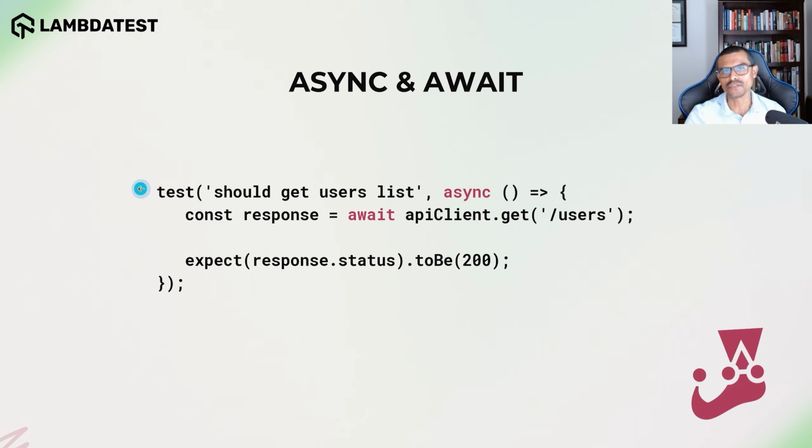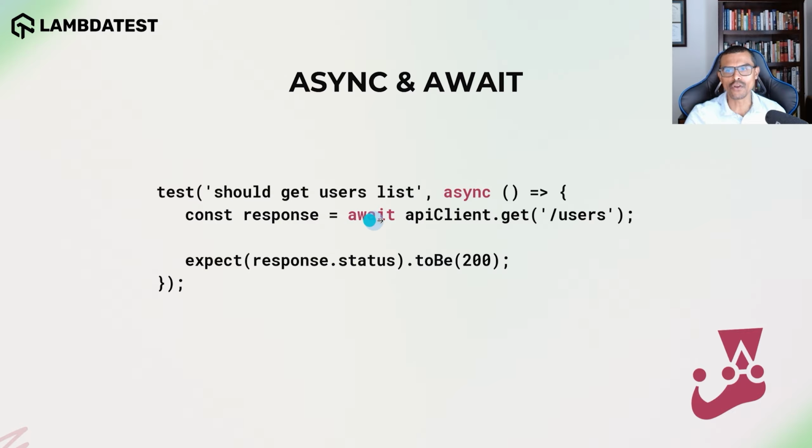Here we have a sample test, which is going to call a mock API to retrieve a user list. We can see here what's happening. We're going to be calling an endpoint called users, and then we're going to be asserting that the response status is 200. But the thing that I want to draw your attention to here is these two keywords. Notice that the test function is using async. So this is an asynchronous function. And then right here, when we are capturing the response, we need to use await.